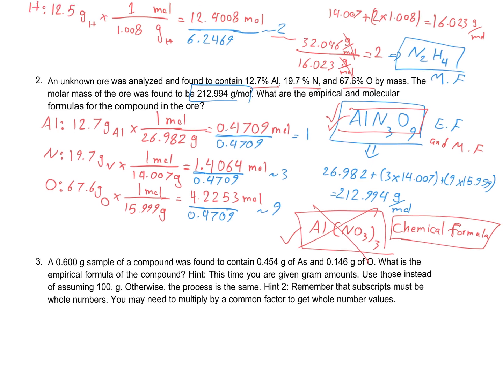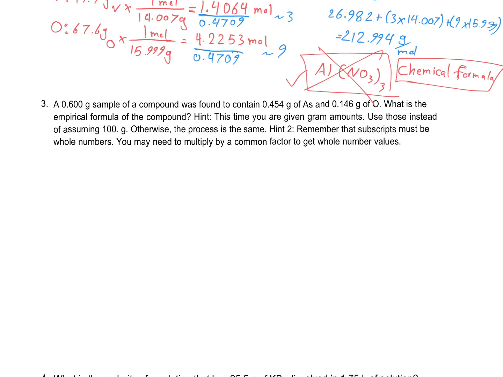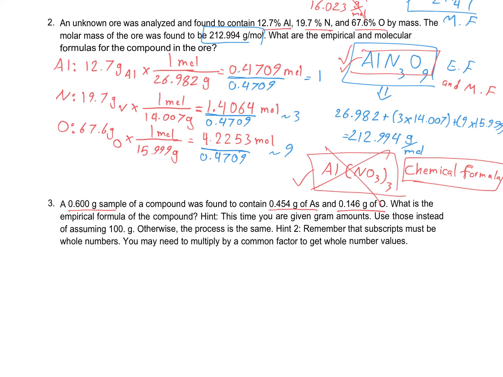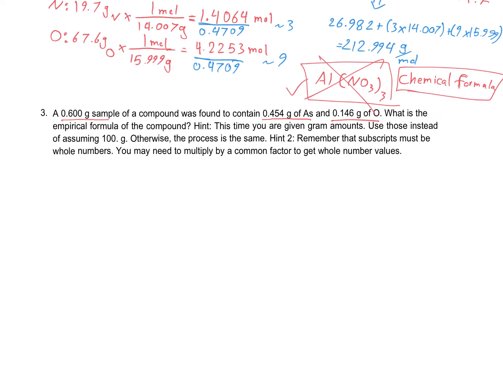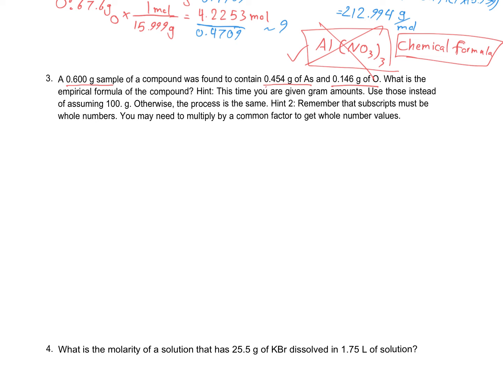Okay, so let's go to the next question. We have another example for finding the empirical formula. In this example we have 0.6 gram of the compound, and we have the mass of each element. In this question we do not have percent by mass, and we don't need to find the percent by mass. In the previous question, since we did not have the mass of each element, we assumed that we have 100 gram of the compound, therefore we can take those percentages as the mass of each element. In this question we already have the mass of each element, so we know how much As we have and how much O we have.